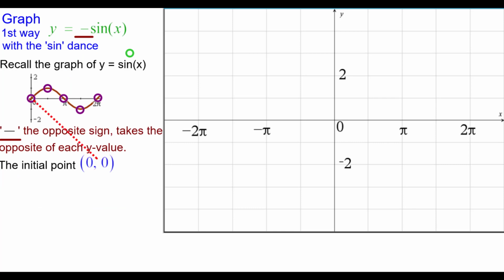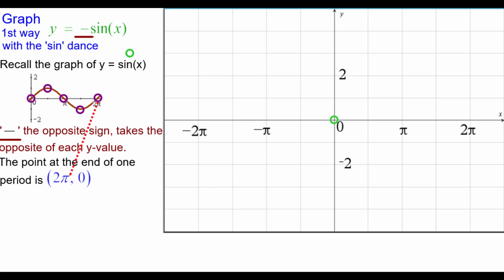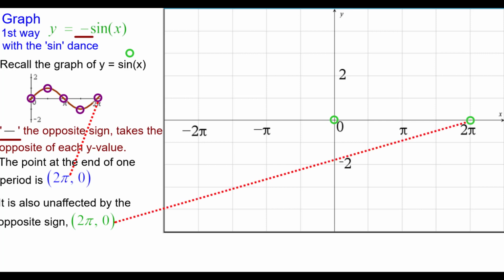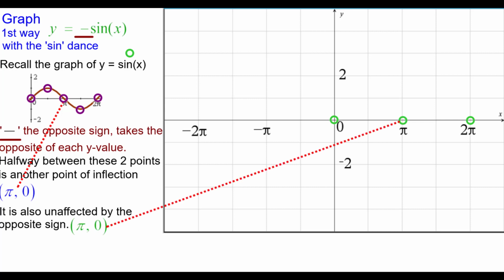The initial point, the origin, is unaffected because the opposite of the y value 0 is 0, so we'll plot the origin 0, 0. The point at the end of one period is 2 pi, 0. This is also unaffected by the opposite sign. The opposite of 0 is 0, so 2 pi, 0. And the halfway point between these 2 points of inflection is another point of inflection, usually at pi, 0, and again unaffected by the opposite sign, so also at pi, 0.